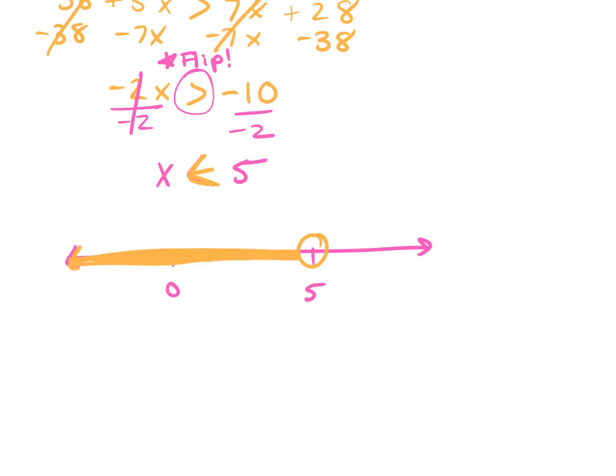But you could always just plug in a number to test. If I had 0 as less than 5, is that true? Yeah, so I'm going to shade in the direction of 0 if it's true.